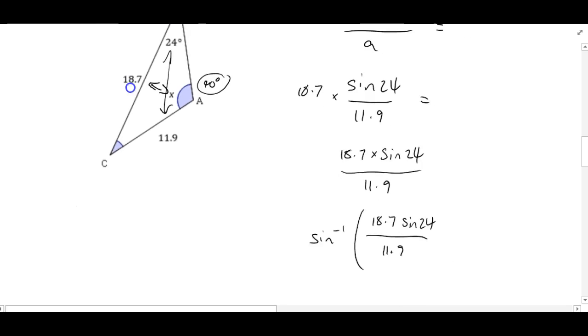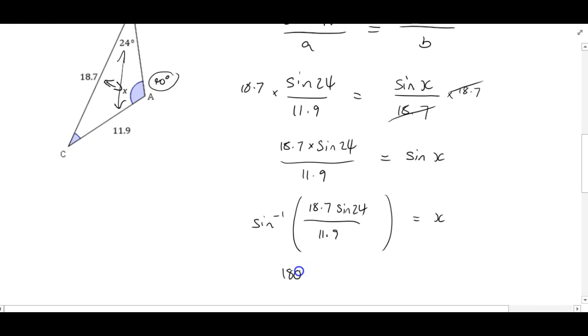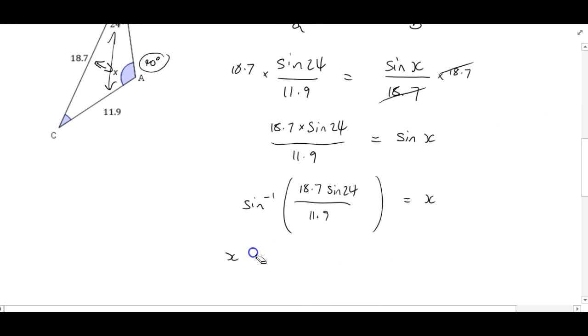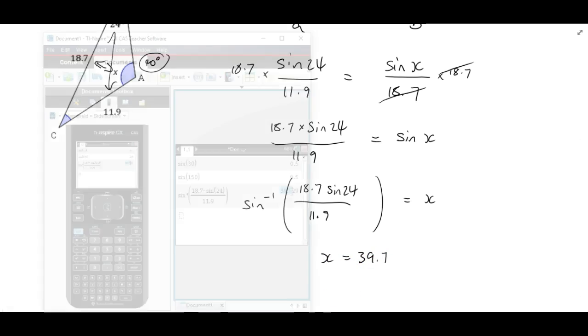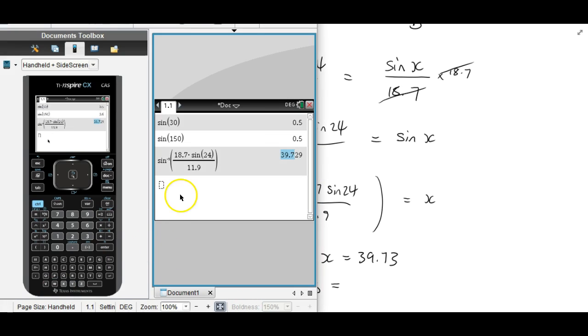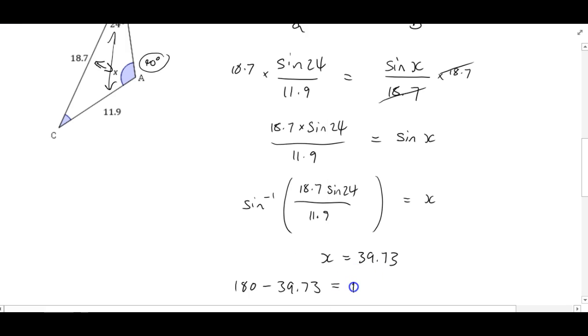So you can use the same procedure down here. As your last line of working, 180 take 40 gives you 140 degrees. So that's the value of X. X equals, it says there's two decimal places, so what did I miss off there? 39.73, and then we'll do 180 take away 39.73, and we get 140.27.